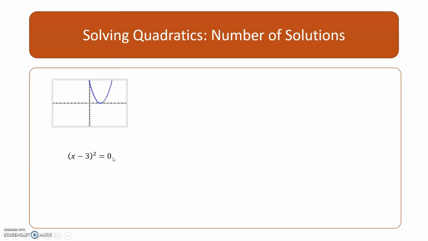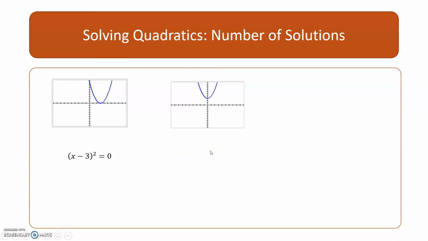And normally we have positive and negative versions of the square root. But if it's equal to 0, plus and minus 0 are the same number. They're both 0. You can also have no solutions. So this first example is if you have one solution.